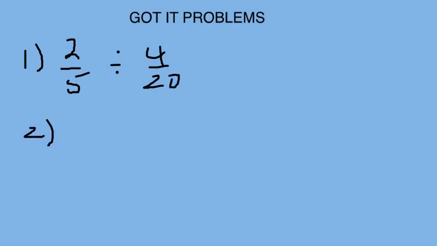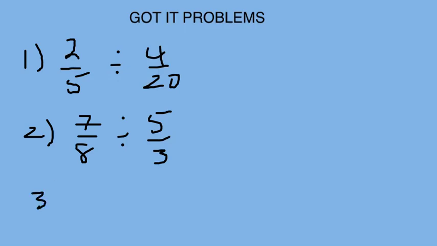Okay, here are your 3 got it problems. I want you to take these division problems and I want you to write them as complex fractions. 2/5 divided by 4/20 is the first one. The second one is 7/8 divided by 5/3.